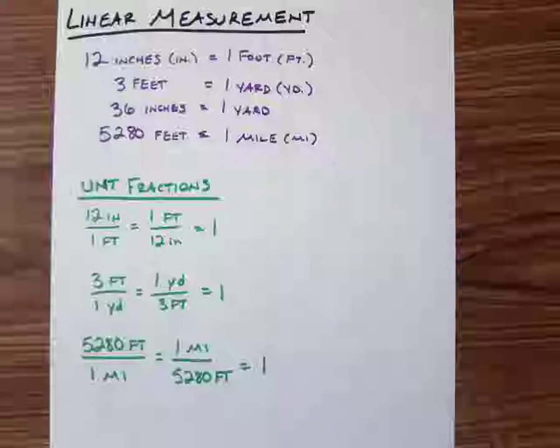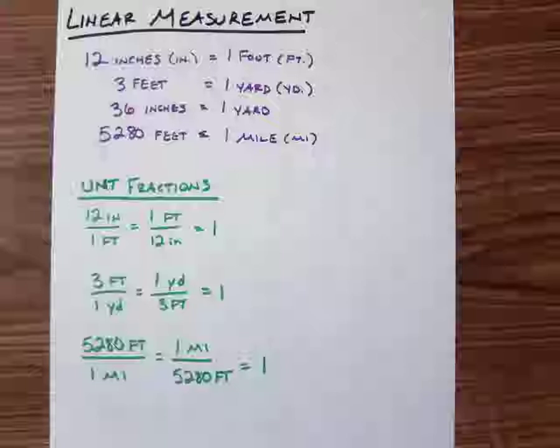For example, there are 12 inches in a foot. No surprise there. There are 3 feet in 1 yard. There are also 36 inches in 1 yard. There are 12 inches per foot, and there are 3 feet in a yard. There would be 36 inches in a yard. The only one that might not be just on the tip of your tongue at all times is that there are 5,280 feet in 1 mile.